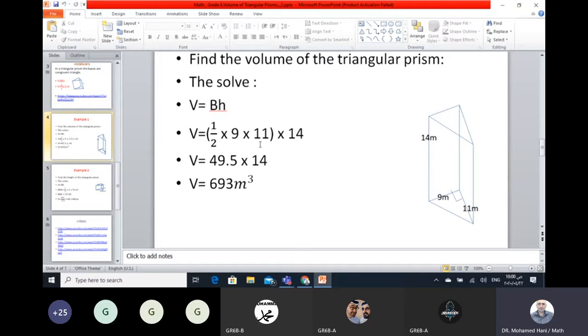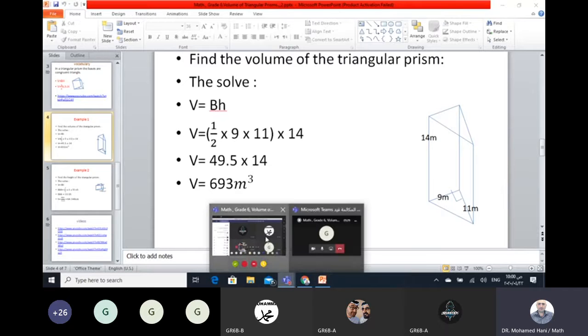So now you can solve: 11 multiplied by 9 will be 99. 99 times 1 will be 99. 99 divided by 2 will be 49.5. Now 49.5 multiplied by 14 will be 693. 693, and the unit here is meter cubed. Meter cubed. Is it clear now?